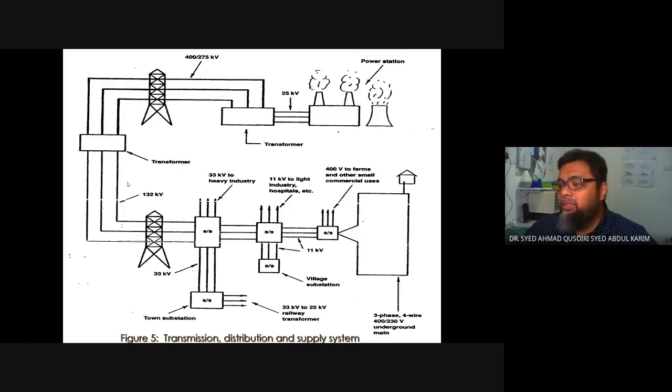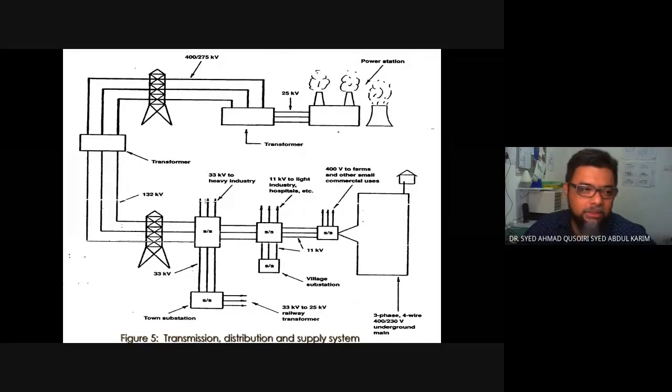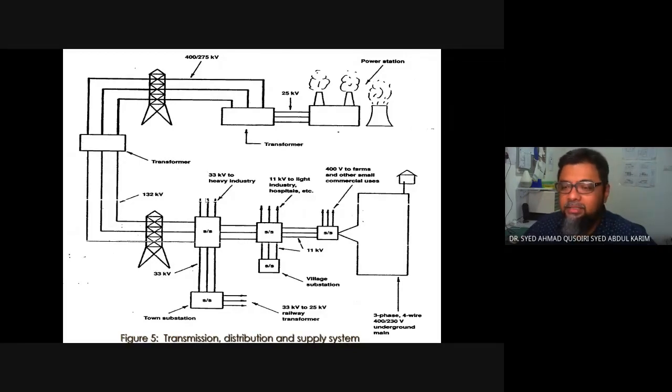So when the power has been stepped down, di situ bermula proses distribution of electricity for that particular area. So bila dah turun ke 132 kilovolts, dia akan bergerak lagi di kawasan tersebut, and then diturunkan lagi ke 33 kilovolts, 33,000 volts. Siapa yang guna 33 kilovolt electricity ni?